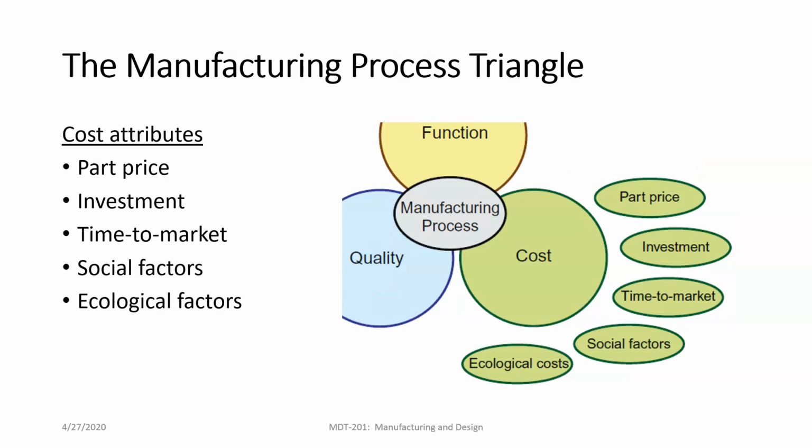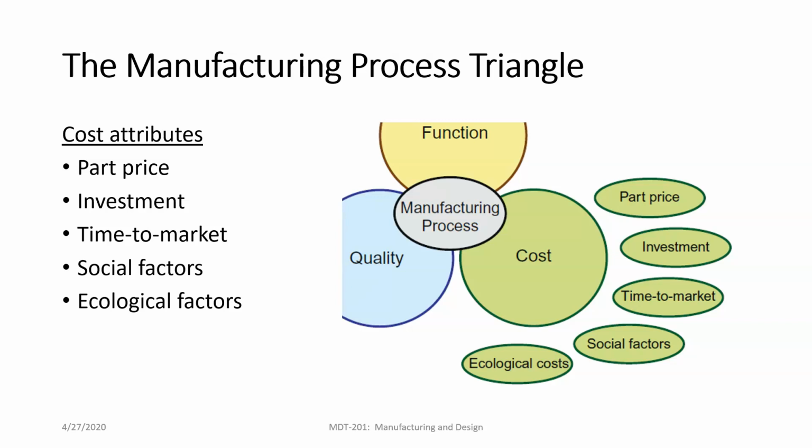And the last attribute we're going to look at is the cost attribute. So how does the cost attribute break down? Well, in this we're talking about what is the part price? What is the investment that we need to make it, right? So if we're doing injection molding, the investment is, well, we've got to make the dies, and that can be a very expensive factor. What's the time to market? How long is it going to take us to manufacture these? Do we have to have a whole assembly line put together? Do we have to have robots? Do we have to have trained personnel? Or can we just do it in a weekend?